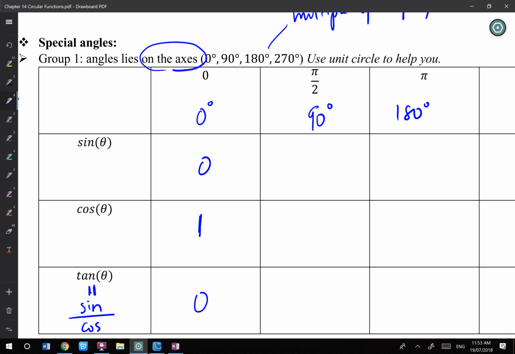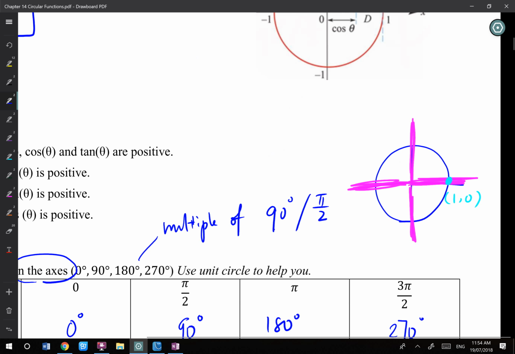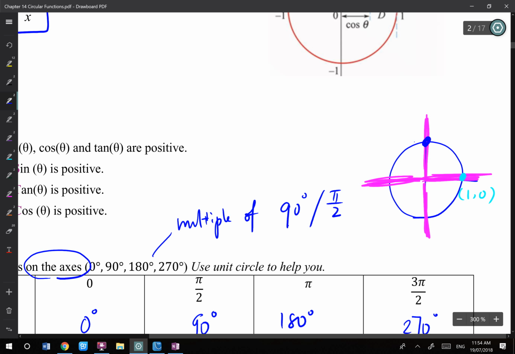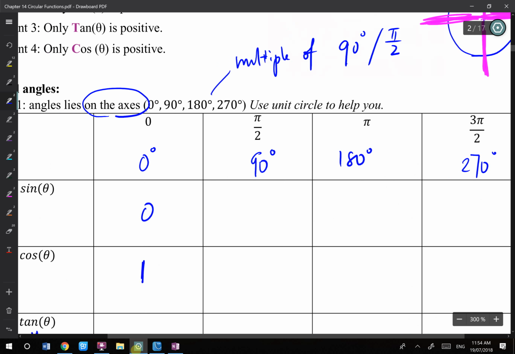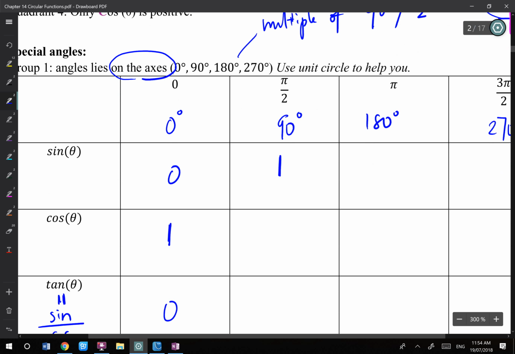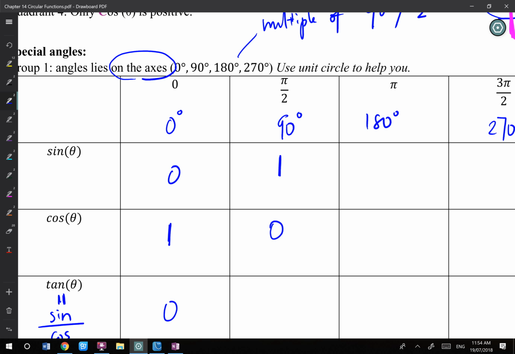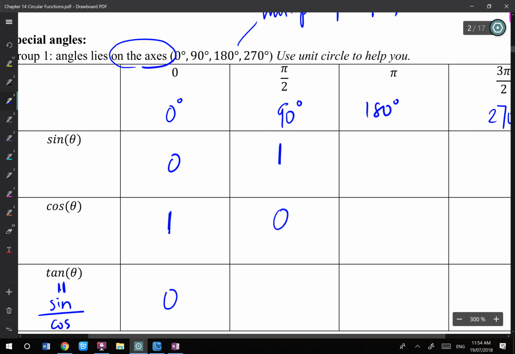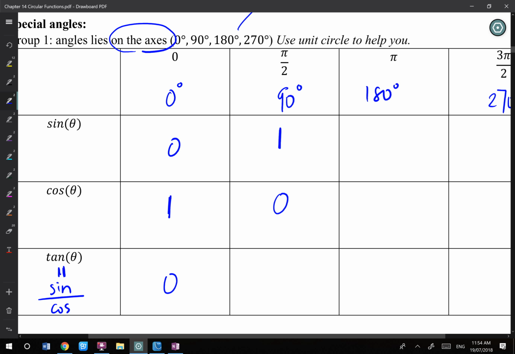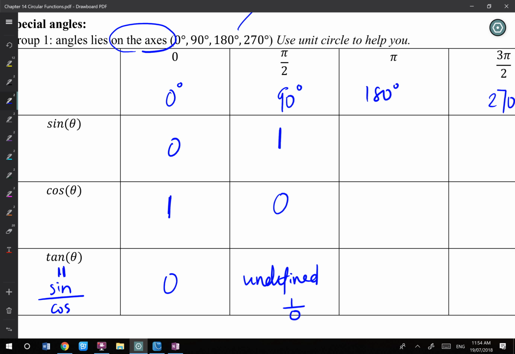Okay, think about the next one, 90 degrees or pi on 2, which is here. What are the coordinates here? 0, 1, right? The y value represents sine, and cosine is represented by the x value. So it's 1 and 0. What's the tangent value here? Undefined. 1 divided by 0. The denominator is 0, so it's undefined.